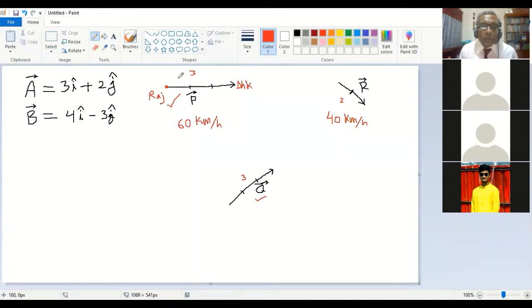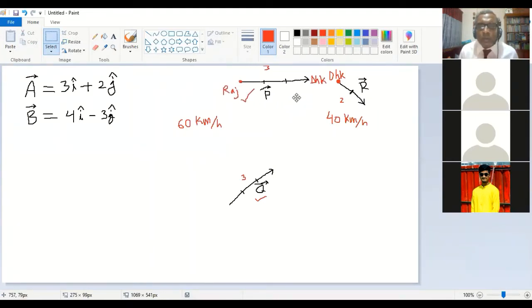Now tell me what will be the direction if the r vector starts from Dhaka. This is the starting point, Dhaka. Rajshahi to Dhaka, and then it is going in that direction. So what can be the target? What can be the destination? What can be the destination for us? You have any idea?